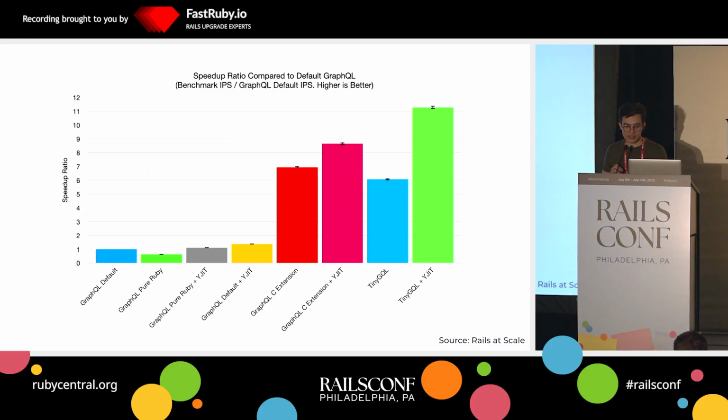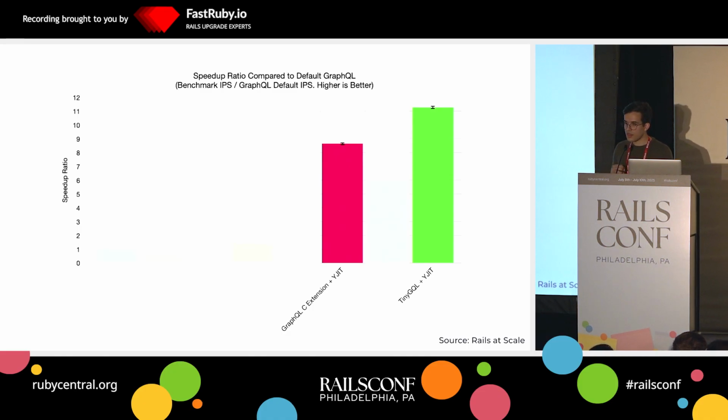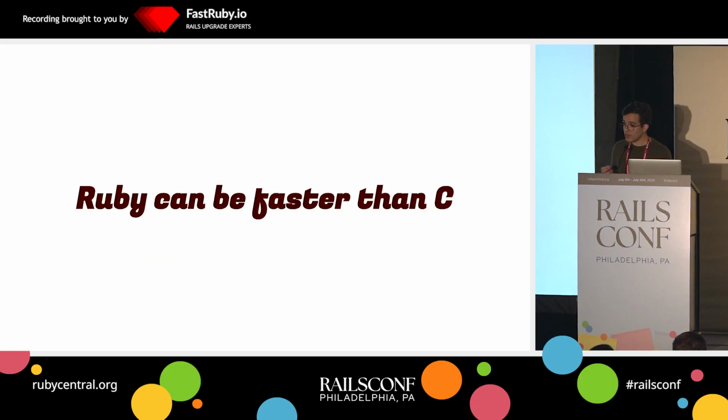So Shopify did this benchmark where they benchmark parsing GraphQL queries in Ruby. They compare pure Ruby with C extension, with pure Ruby with YJIT, all the variations that you could have. And what they found out was that writing pure Ruby with YJIT was faster than a C extension with YJIT. So in a way, Ruby is faster than C.